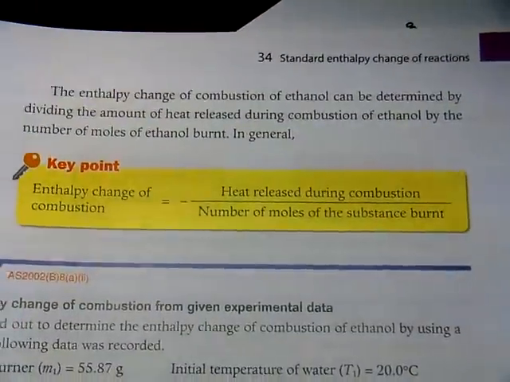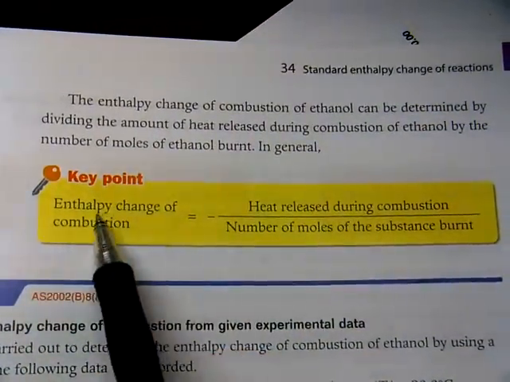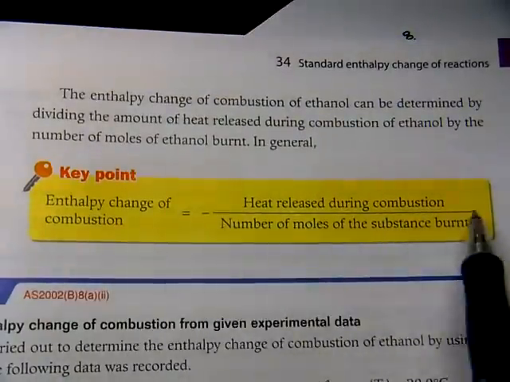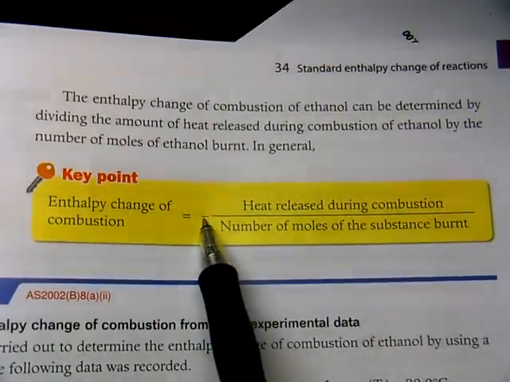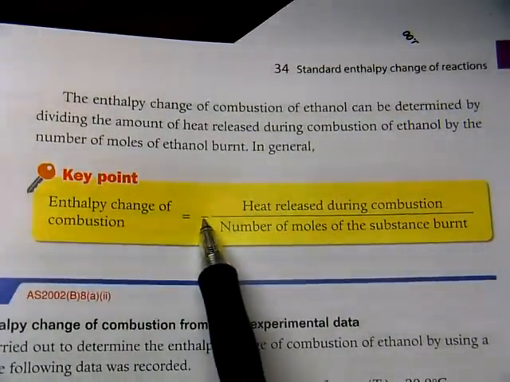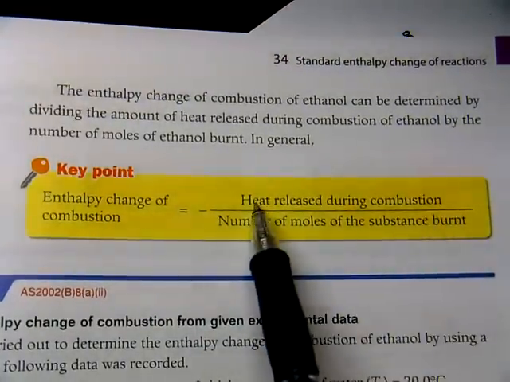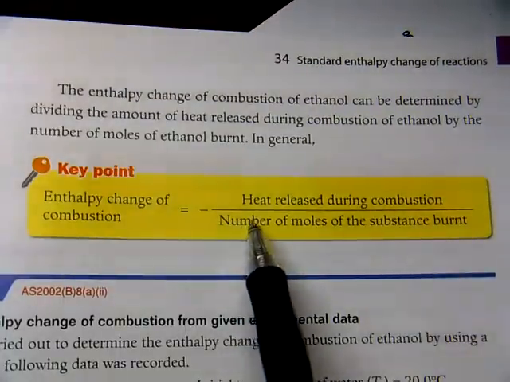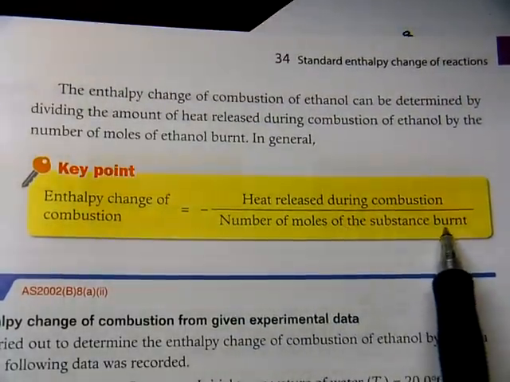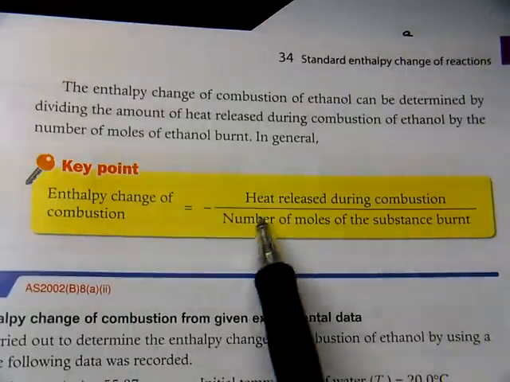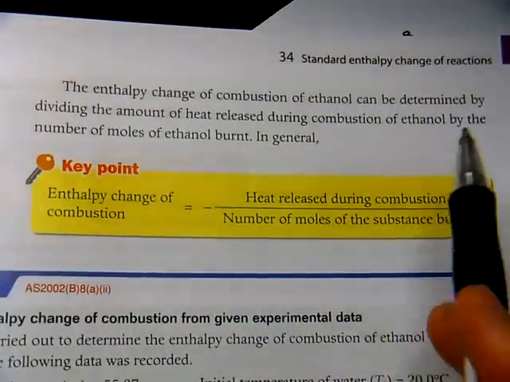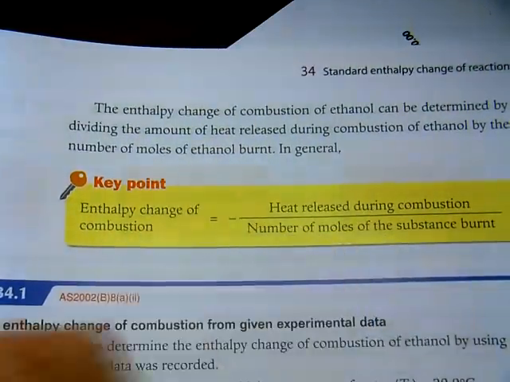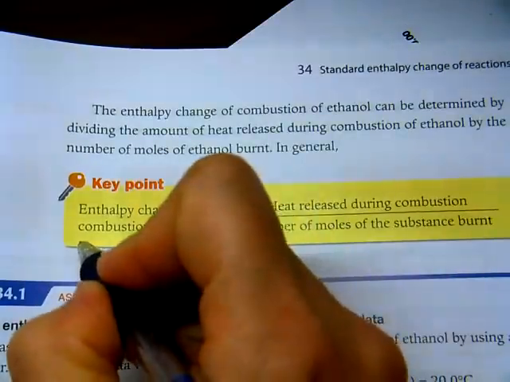And then after that, we need to calculate the enthalpy change of combustion of ethanol by using this equation. Negative sign stands for exothermic reaction. Here, we need to use the heat released during combustion over the number of moles of the substance burned. Why do we need to over the number of moles of the substance burnt? It's because of the definition. Do you remember what is standard enthalpy change of combustion of substance?